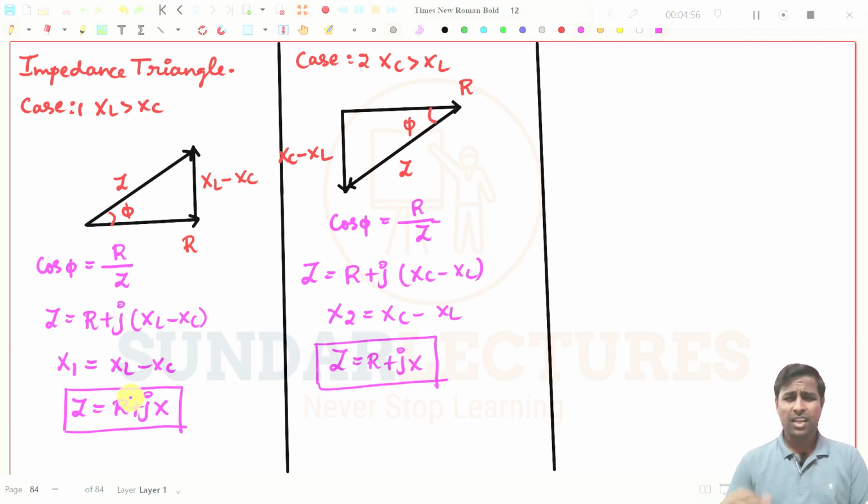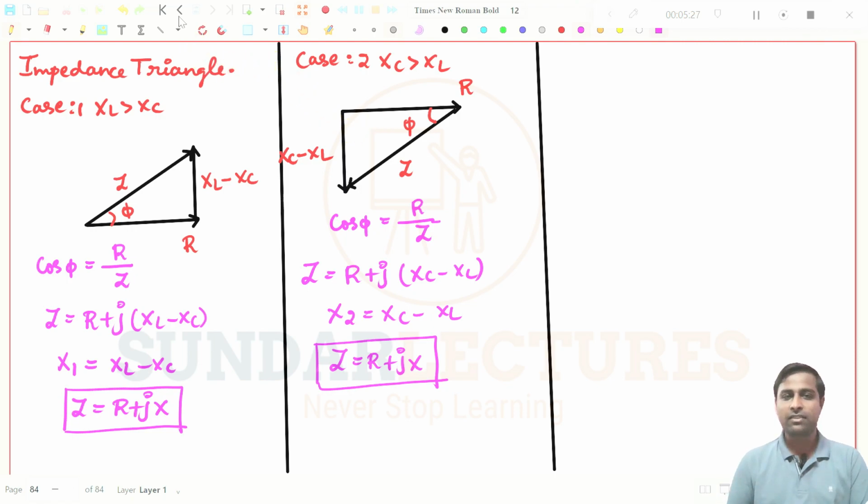Now, for the power triangle, it is not necessary to draw the power triangle here. If it is case 1, then there will be inductive reactance, and if it is case 2, then there will be higher capacitive reactance. So from that, you can clearly understand that in both cases, case 1 and case 2, we will have real power as well as reactive power. That depends on the XL and XC values.